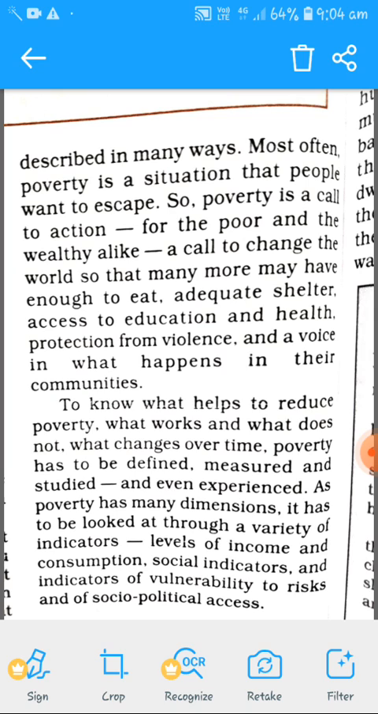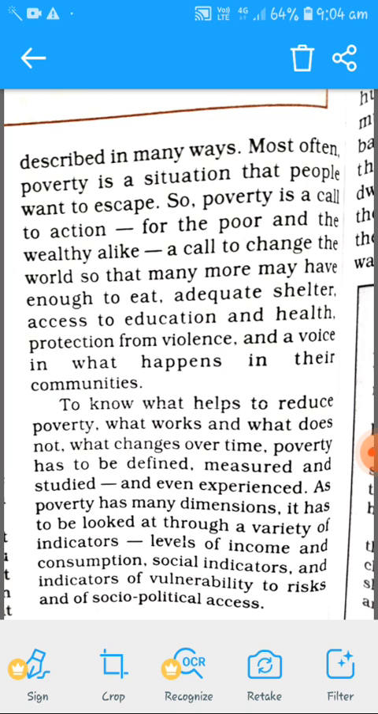To know what helps to reduce poverty, what works and what does not, what changes over time, poverty has to be defined, measured, and studied, and even experienced. As poverty has many dimensions, it has to be looked at through a variety of indicators: levels of income, consumption, social indicators, indicators of vulnerability to risk, and of social and political access.